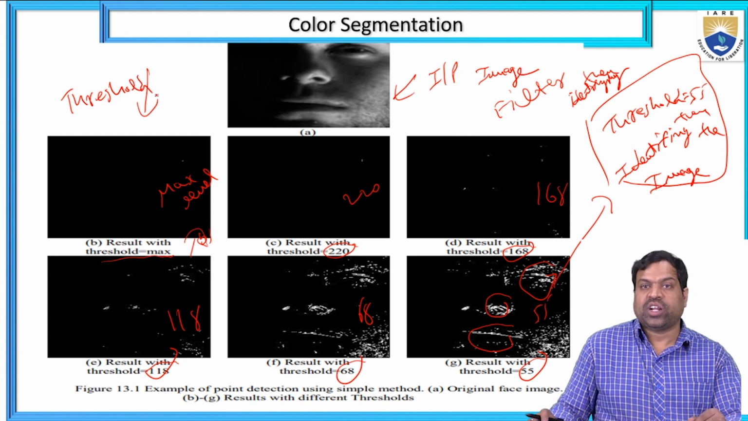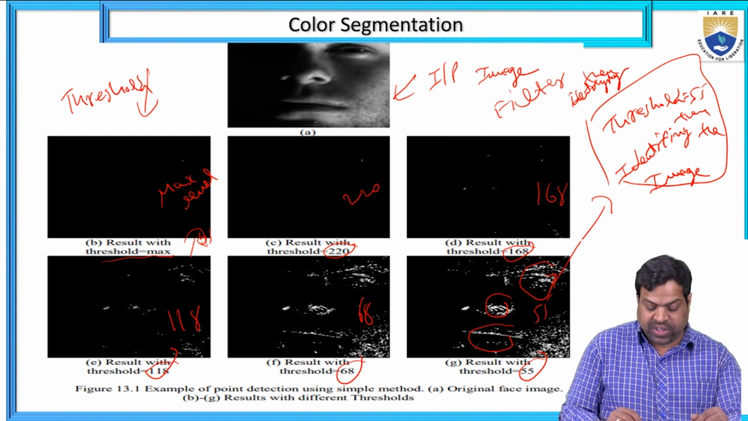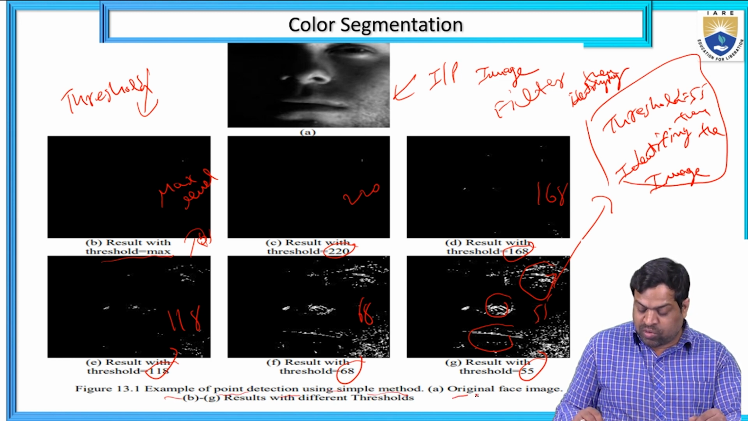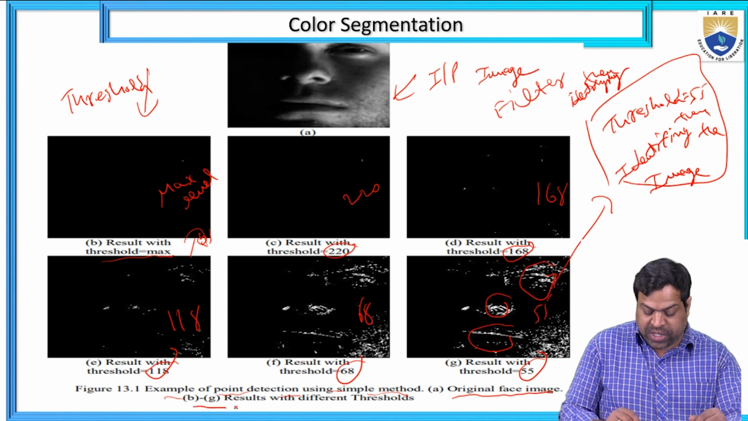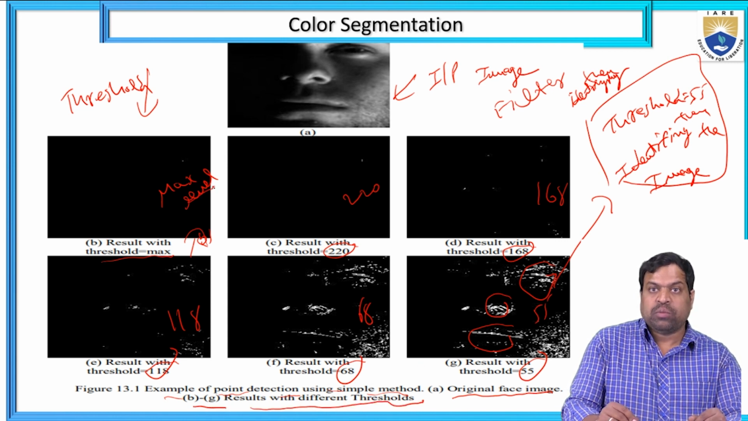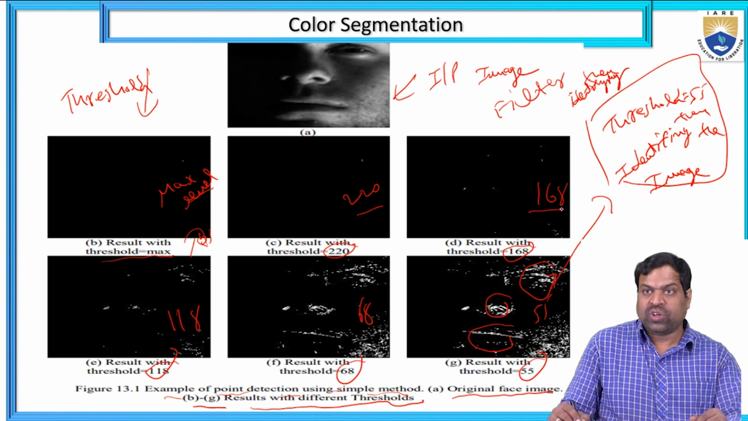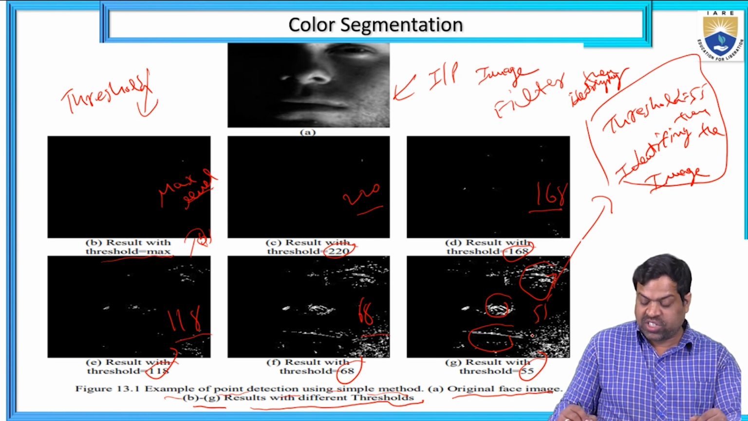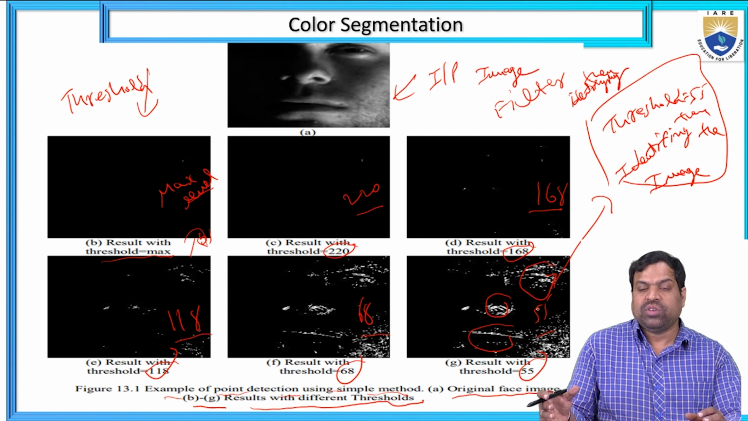Threshold is in decreasing order. I'm taking that, and only then am I identifying. So this is an example of point detection using the simple method. The first one is the original face image. B to D are the results with different thresholdings. So what are the different levels? Maximum level 220, 168, 118, 68, 55. It is one example I'm taking here to find the image segmentation with the help of thresholding values.